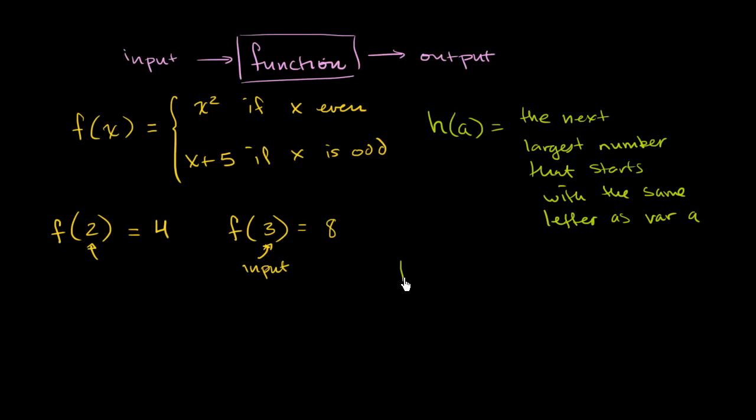So given that, what is h of 2 going to be? Well, 2 starts with a t. What's the next largest number that starts with a t? Well, it's going to be equal to 3. Now, what would h of 8 be equal to? Well, 8 starts with an e. The next largest number that starts with an e, so it's not 9, 10, it would be 11.